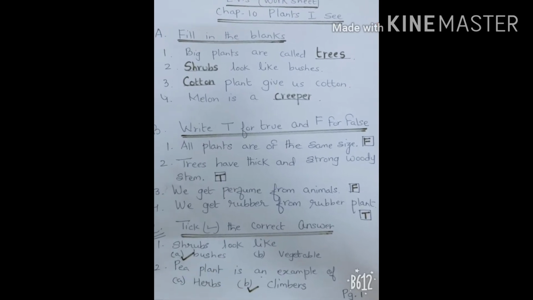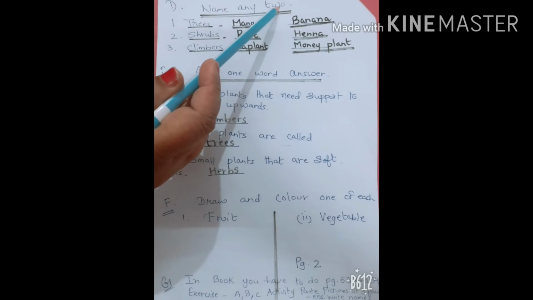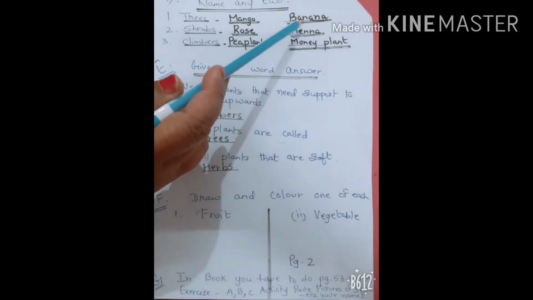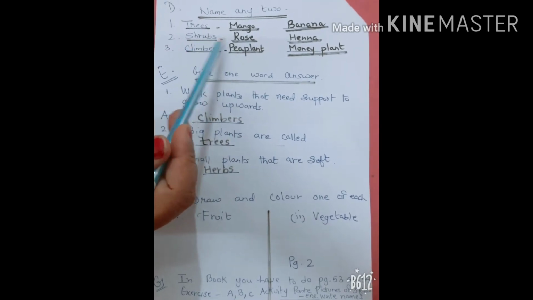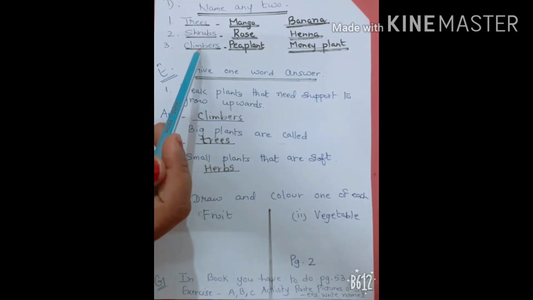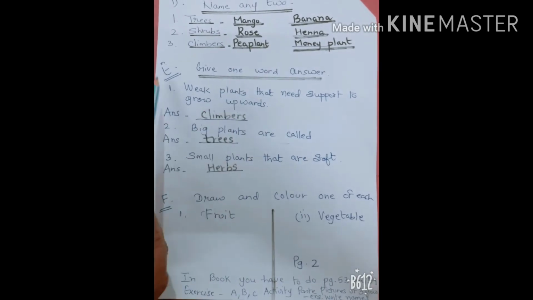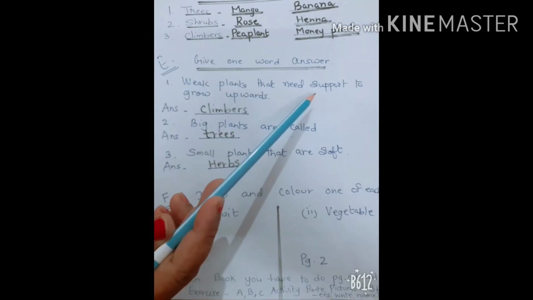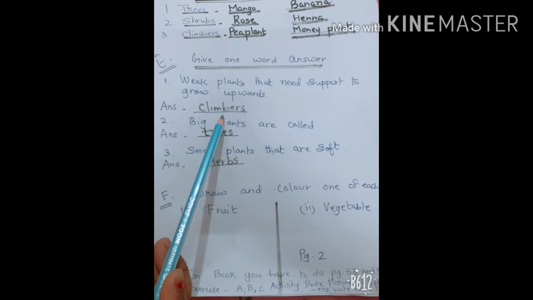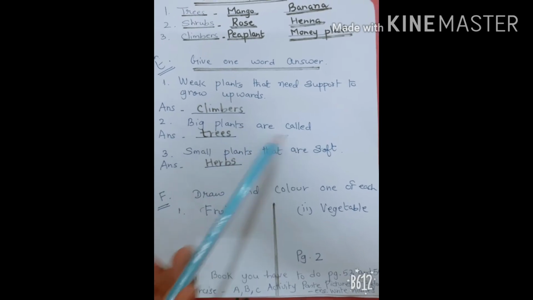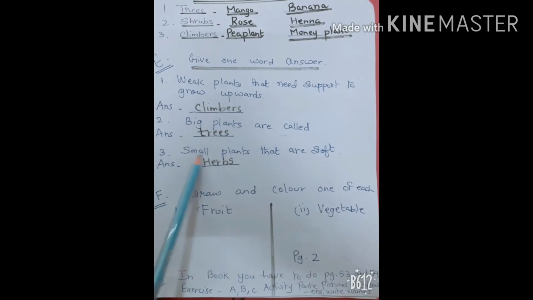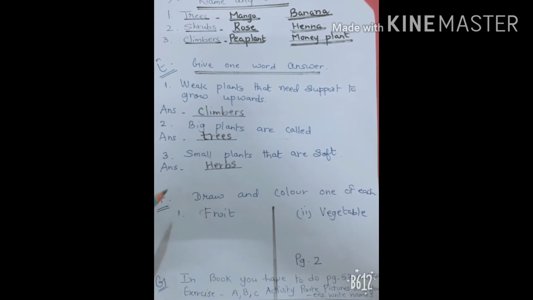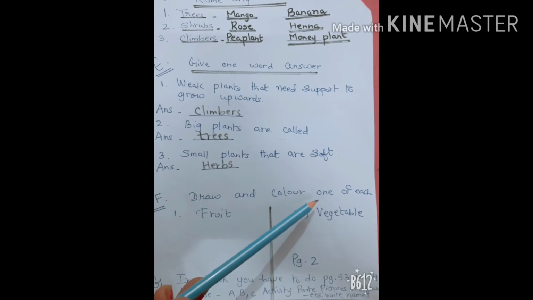Come to page 2. D, name any 2 of the following. Number 1, trees. Any 2 trees. Mango, banana. Then shrubs, any 2 shrubs. Rose, henna. Climbers: pea plant, money plant. E, give one word answer. First, weak plants that need support to grow upwards. Climbers. 2. Big plants are called trees. Number 3, small plants that are soft are called herbs.